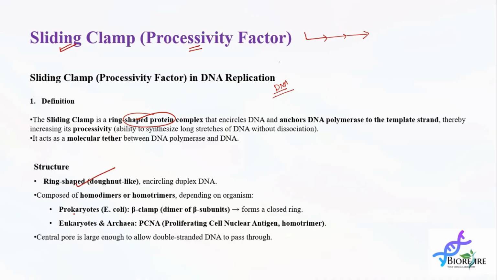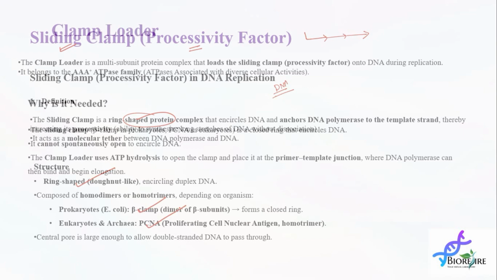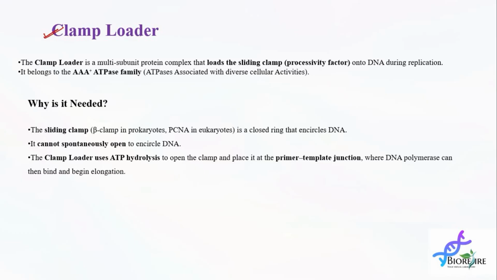In case of prokaryotes, it is the beta clamp. In case of eukaryotes, it is PCNA. Now, next is the clamp loader. What is a clamp loader? A clamp loader is a multiple protein complex. It is helpful to recruit or to load the sliding clamp. It belongs to the AAA+ or ATPase family, which means ATPases associated with diverse cellular activities.